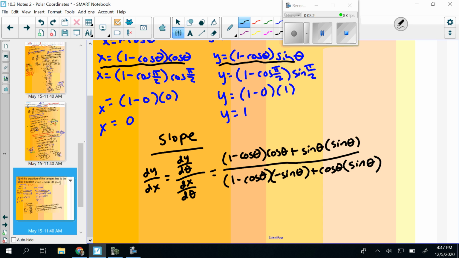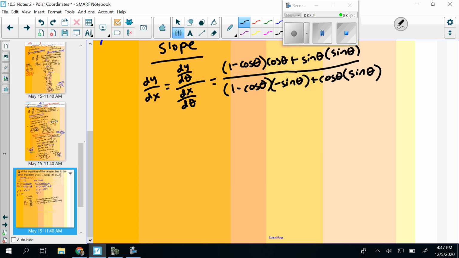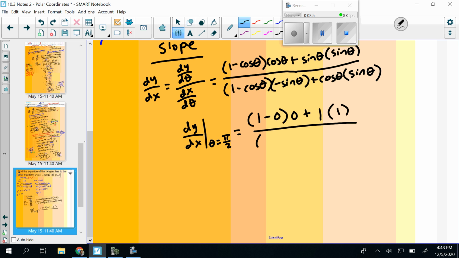All right, so now we want to find what this is at our same angle here. What is dy/dx when our angle is pi over 2? So we've already talked about what those values are. Cosine is 0 at that, so that's 0 plus sine of pi over 2, which is 1. So we got 1 times 1 here. On the bottom, we got 1 minus 0. The derivative of cosine at pi over 2 is negative 1, sine of pi over 2 is 1, cosine is 0, and that's 1.